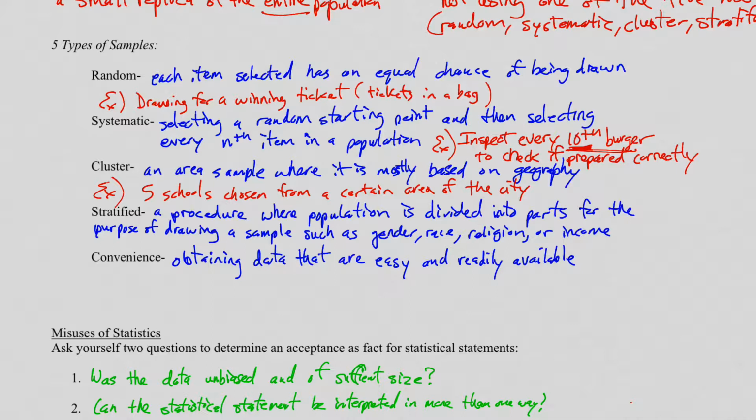Now stratified, this comes from strata. So the keyword is strata, which will be basically things like gender, race, religion, income, things like that. Okay, so you're creating a sample from a certain strata, okay, that you're interested in.